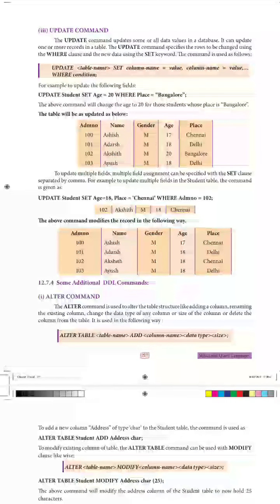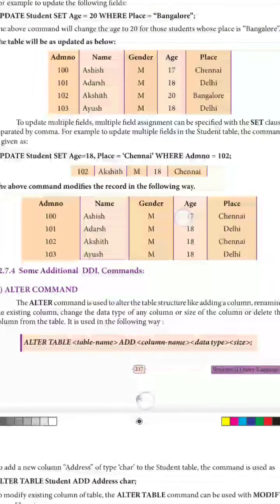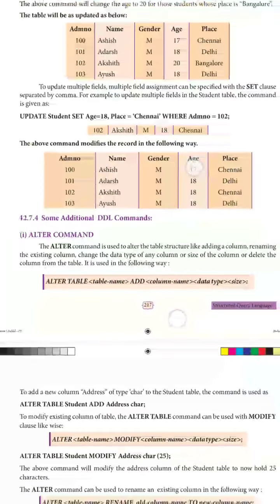So next is some additional DDL commands. Okay, alter commands, and the alter command is used to alter the table structure, like adding some columns, renaming the existing column, and changing the data types of any column or size of the column, deleting the column. So these are all the functions that can be done by using this alter command. Okay, so in a database, you can change the entire structure of the data table by using this alter command.